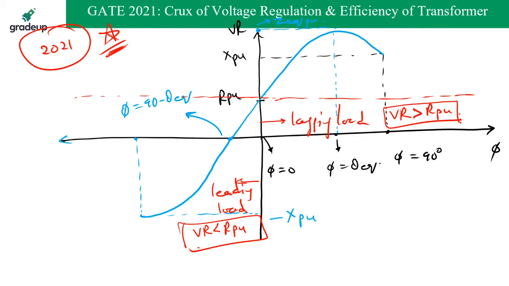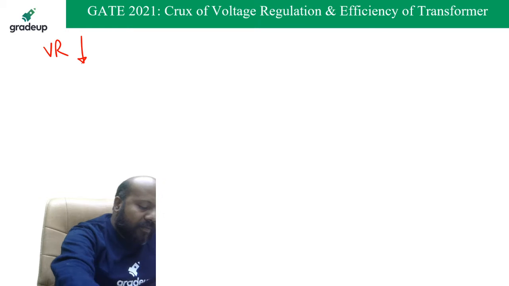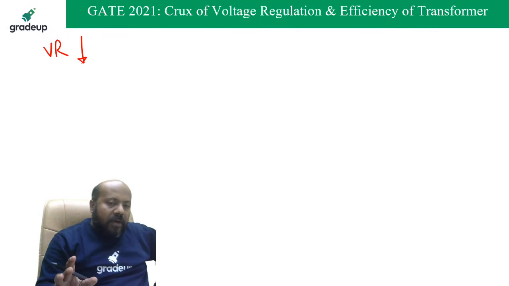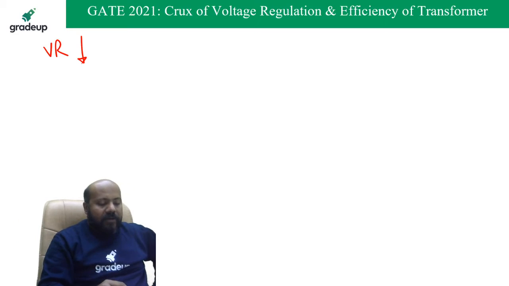Now you tell me, for a good transformer, do you want to reduce the voltage regulation or increase the voltage regulation? What is your choice? For a good transformer, it must have a low value of voltage regulation or a high value of voltage regulation. The variation of the secondary terminal voltage from no load to full load, is it going to be high or low? Definitely it should be a low value, then only you are going to get a good transformer.